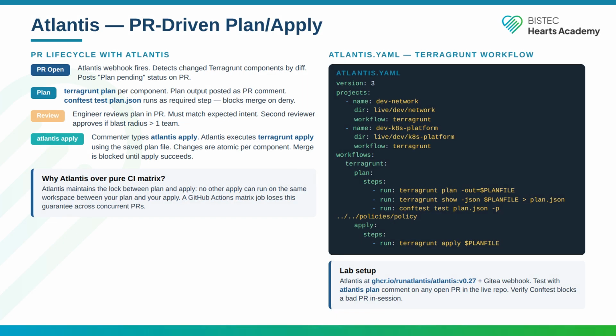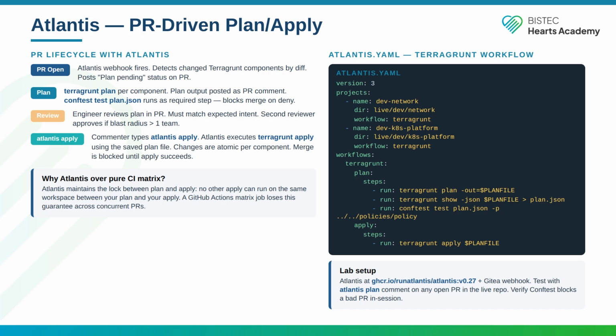Atlantis is an open-source server that integrates with GitHub, GitLab, or Gitea and runs Terraform plan and apply operations directly from pull requests. The key capability it provides over a pure CI matrix is the lock between plan and apply. The problem with a GitHub Actions matrix: on PR open, the plan runs and appears in the logs. The engineer reviews and approves. While reviewing, another PR lands and applies a change that affects the same state. The original plan is now stale. It was computed against a different state than what exists now. When the apply runs, it applies a diff computed against an old baseline.